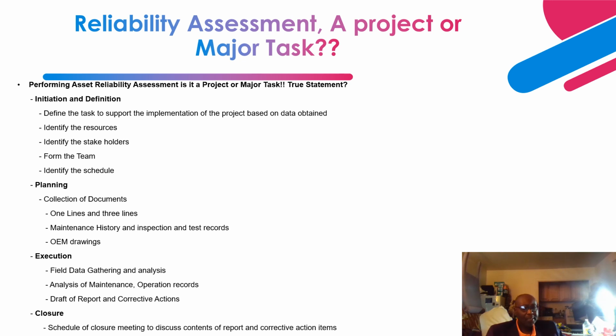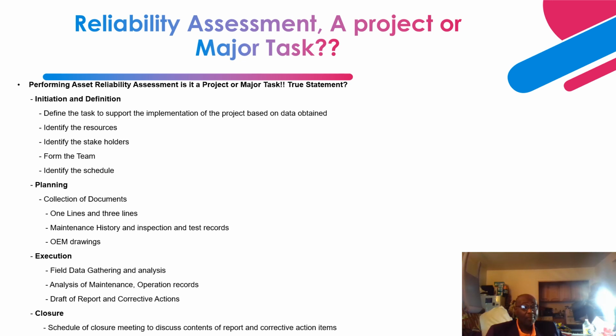Next is the execution piece. That is when you go to the field on that day with your personnel to perform the field data gathering and analysis. Then analysis of your maintenance and operation records. So your maintenance history and inspection and testing records that you collected from the planning phase. The execution stage is when you go through all those documents, analyze the maintenance, inspection and testing for each of them, and identify all the gaps.